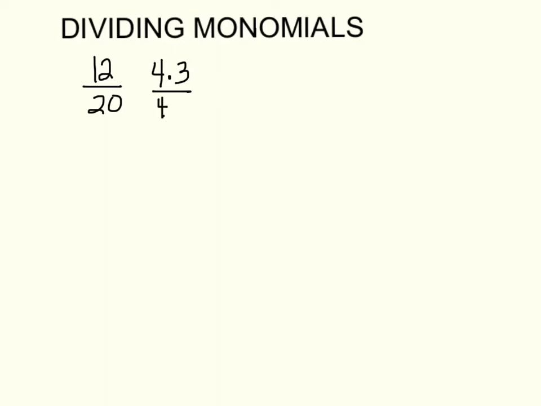You're taking 4 times 3 and 4 times 5, and you're crossing out a common factor. And you're canceling it, because 4 divided by 4 is 1. Anything divided by itself is 1. And you're left with 3/5.